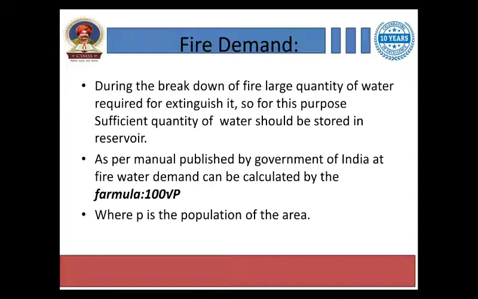Then fire demand, right? Why do we have to consider this type of demand? If there is a breakdown of fire, then we have to extinguish that fire. So we will need a sufficient quantity of water at that instance, which is calculated by the formula 100 under root P. P means the population of this area. So how will the fire demand be calculated? On the basis of a formula, right?